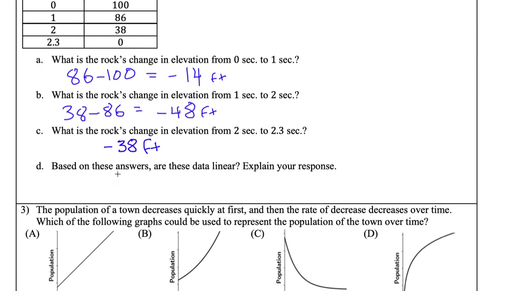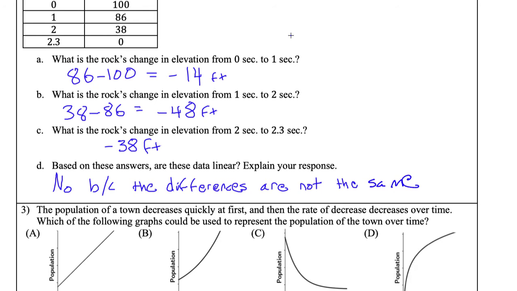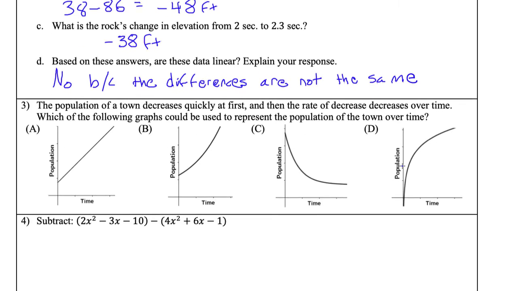And based on these answers, are these data linear? The answer is no, and you can say because the differences are not the same. Could you say because it's not going down at a constant rate? Because it's not going down at a constant rate, yeah, that's another great way to explain it. All right, and I think we're all good on number 2. Let's go on to number 3.